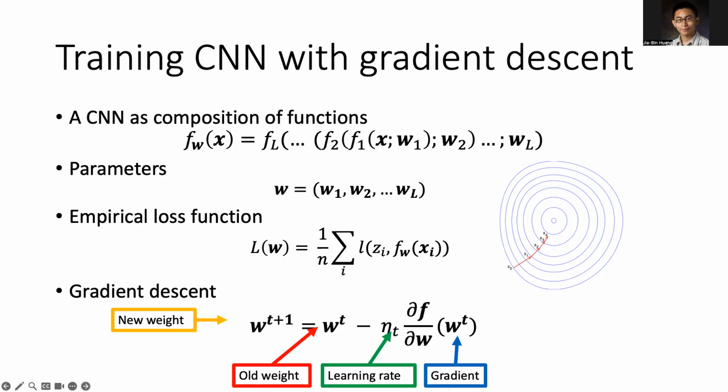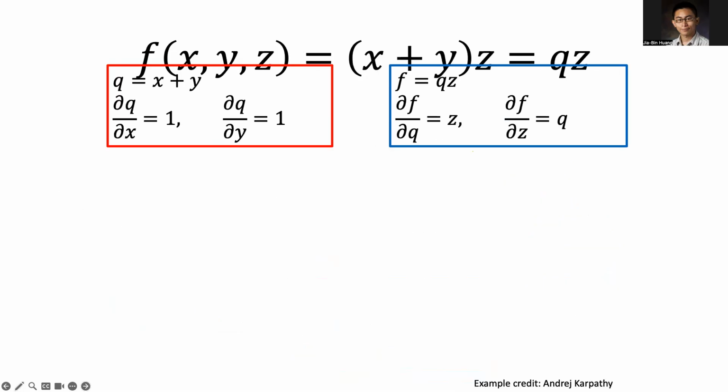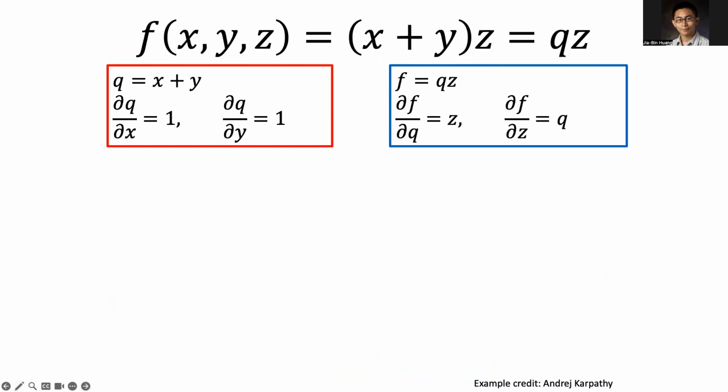Any questions so far? This is just a review of how you train any neural network, like a CNN. I think this part we already talked about before: when you have a computational graph, how you actually train it.